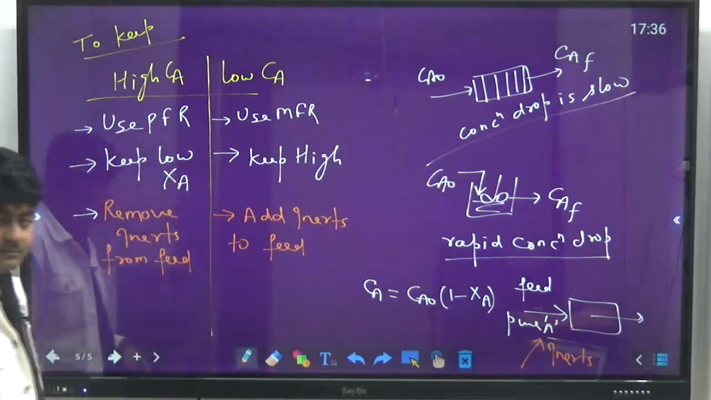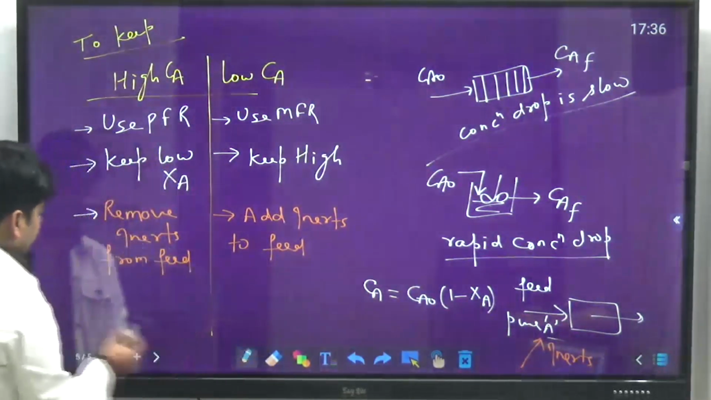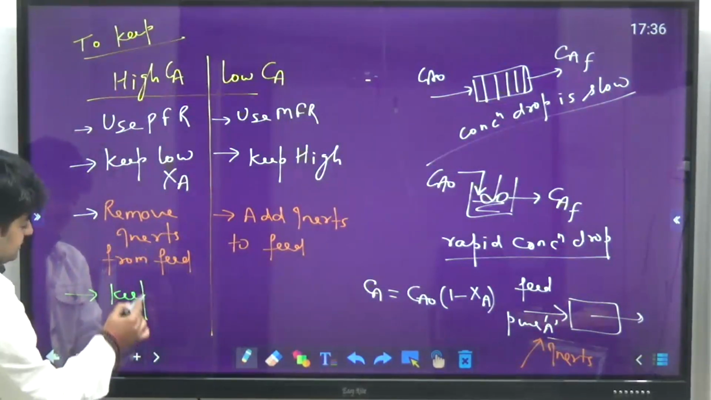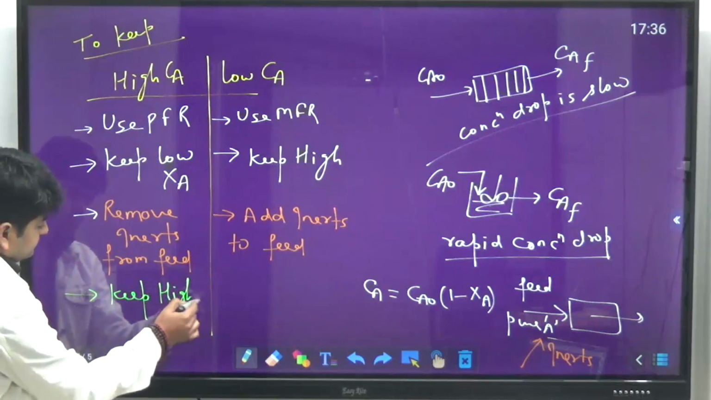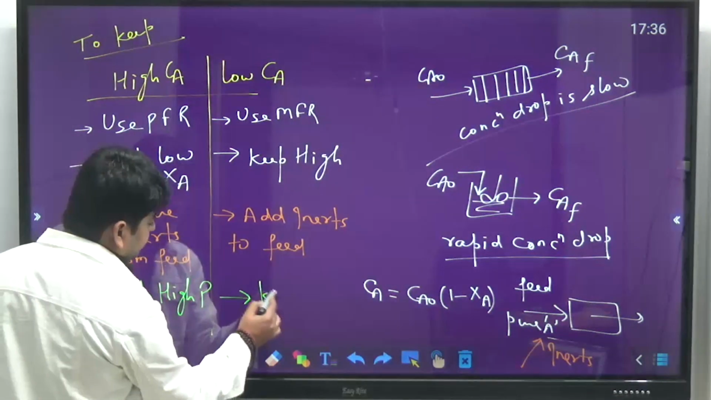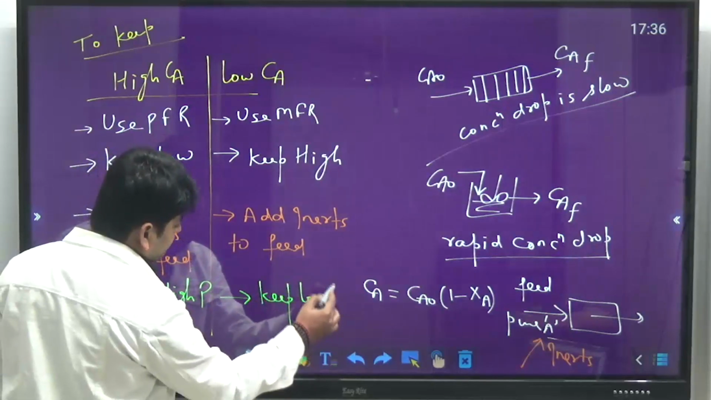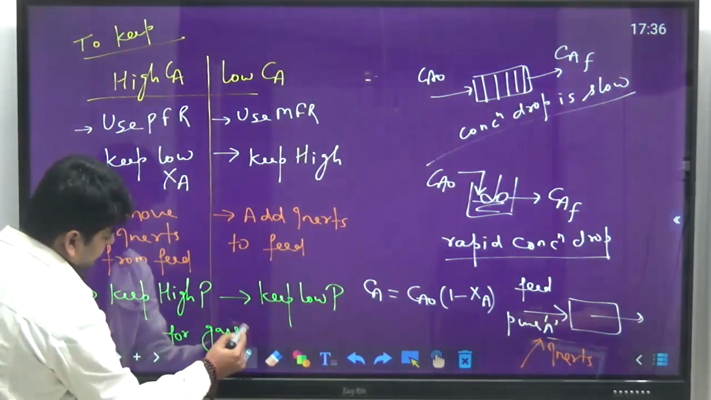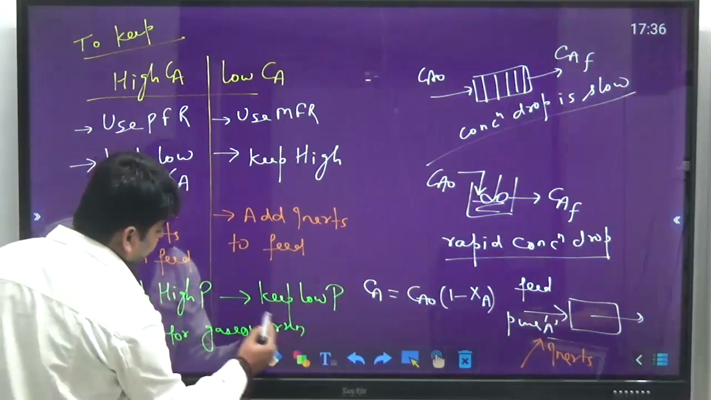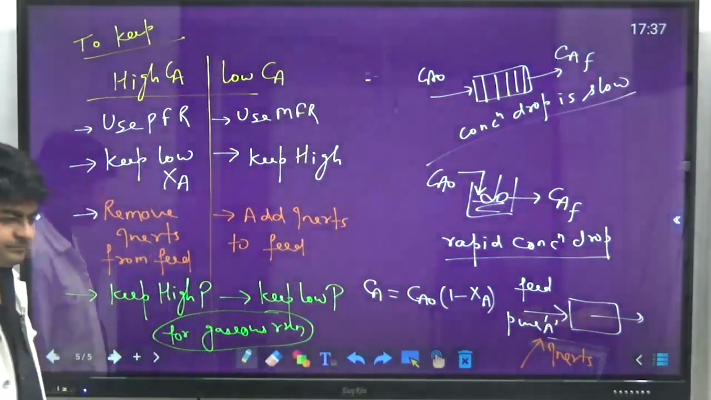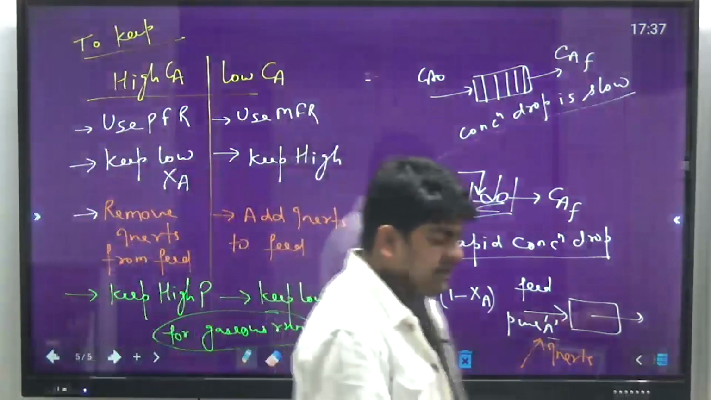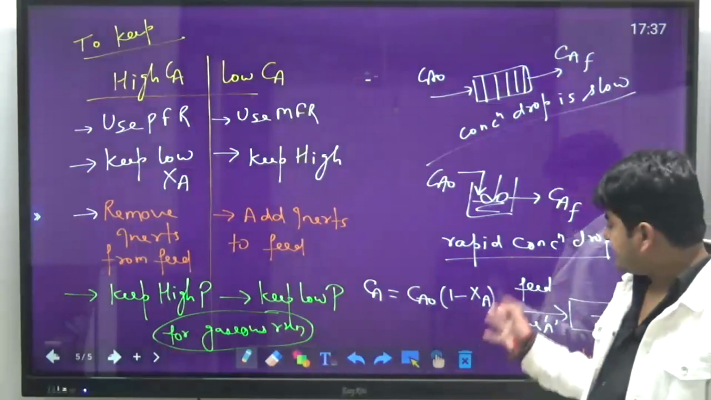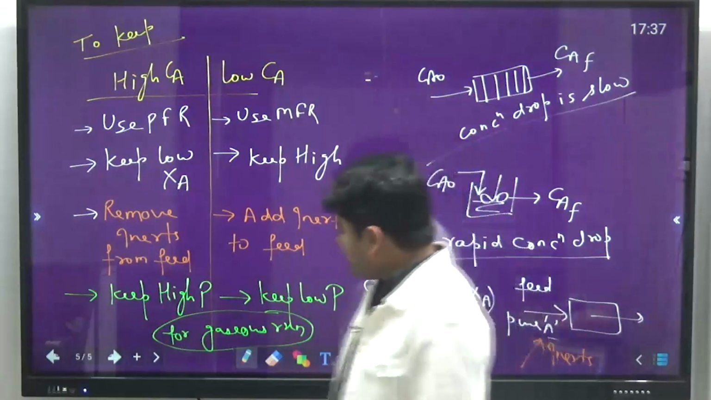And if I want to keep low Ca, then obviously I have to add inerts to the feed. Simple. And the last point, for gaseous reactions, high Ca means keep high pressure. Low Ca means keep low pressure inside the reactor. But this is for gaseous reactions only, because we know that for liquids there is no effect of pressure as such. So that's how we can keep high concentration, low concentration within the reactor. I hope all these points are clear to all of you.